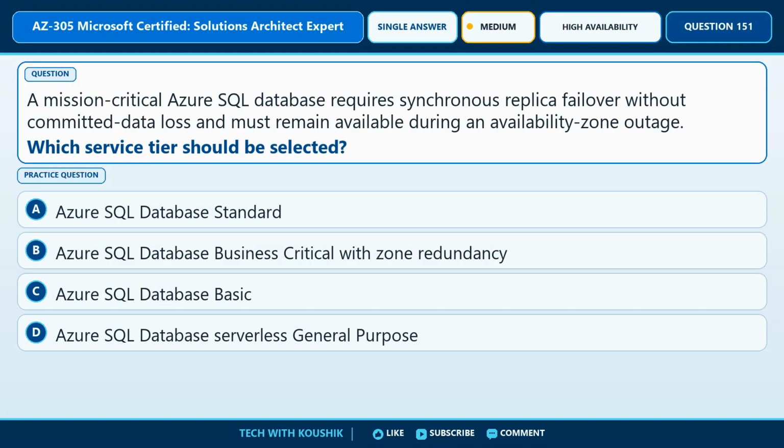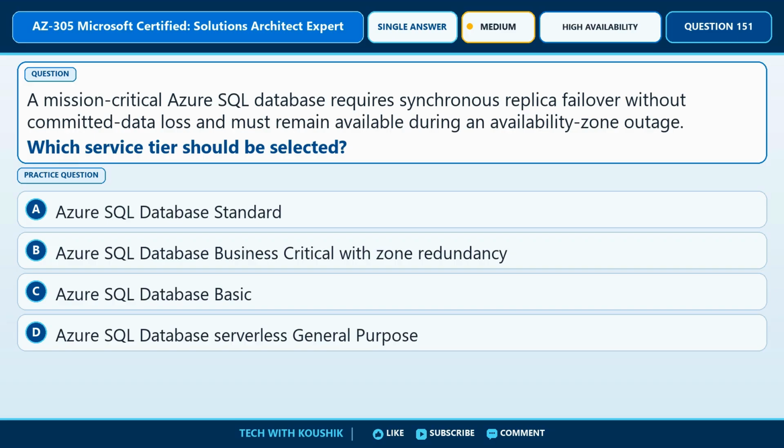The next item is question number 151. Next, we enter the topic of high availability. Review the situation. A mission-critical Azure SQL database requires synchronous replica failover without committed data loss and must remain available during an availability zone outage. Which service tier should be selected?